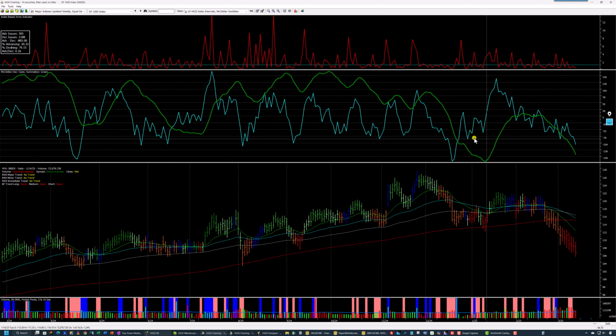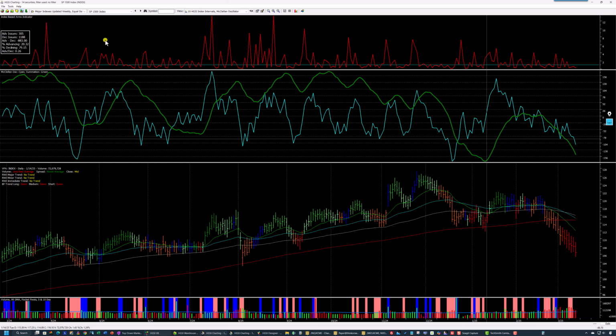I don't pay a lot of attention to this. I just put it in here for somebody who wanted it, and I left it in here because it does give a quick read on the strength of the internals, but I like my other charts better.